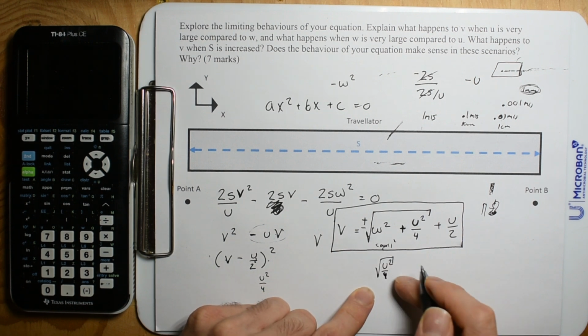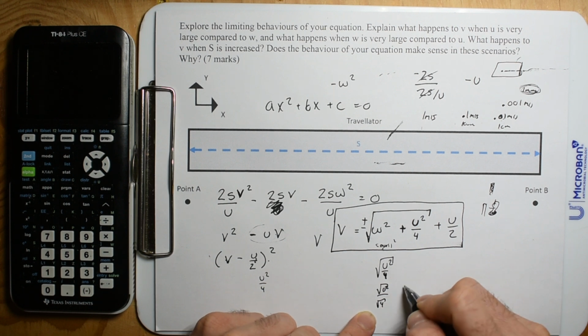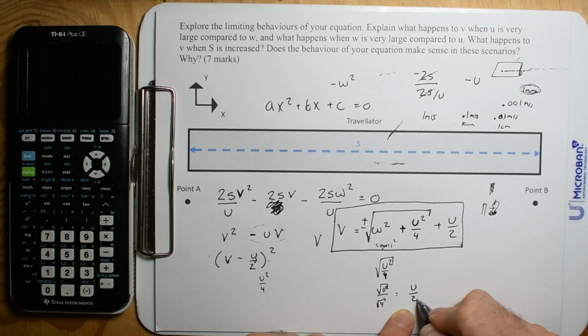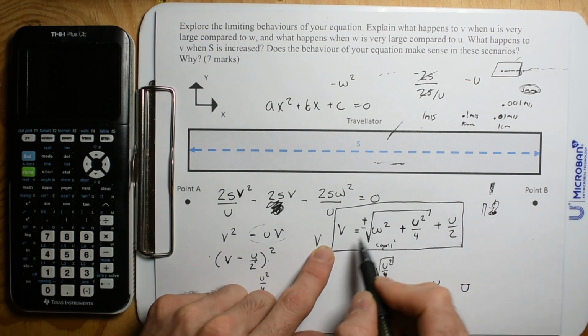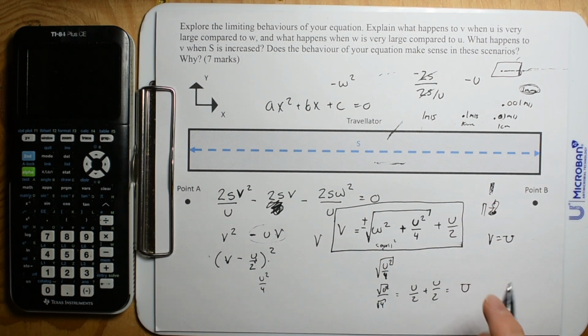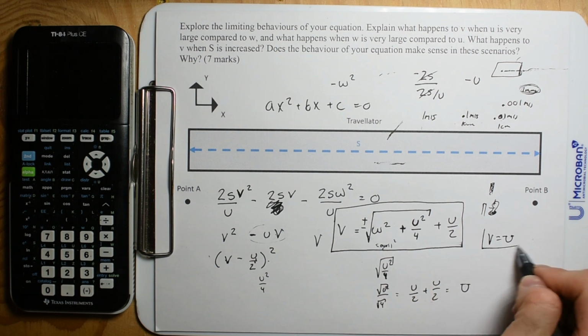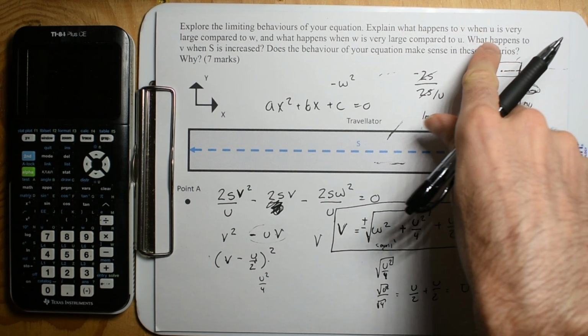We can use all those tricks that we used today. We get the square root of u squared divided by the square root of 4. This just becomes u divided by 2 plus u divided by 2, which is just u. And we can see that v is equal to u. So that's the mathematical expression that you get once you do that. So that was the first one.